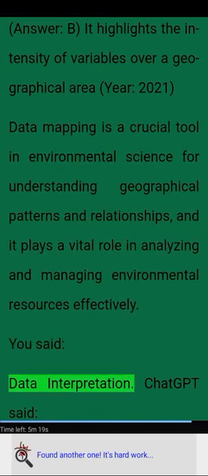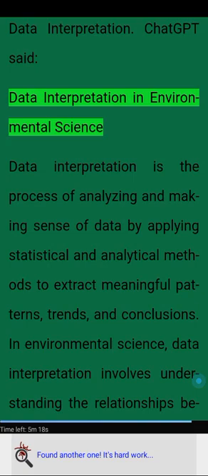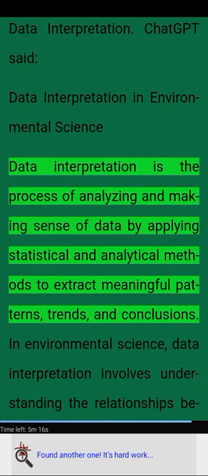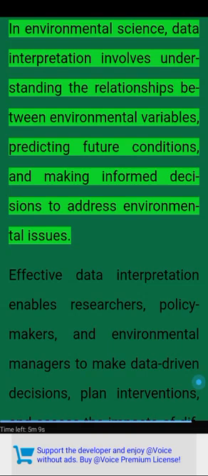Data interpretation in environmental science. Data interpretation is the process of analyzing and making sense of data by applying statistical and analytical methods to extract meaningful patterns, trends, and conclusions. In environmental science, data interpretation involves understanding the relationships between environmental variables, predicting future conditions, and making informed decisions to address environmental issues.